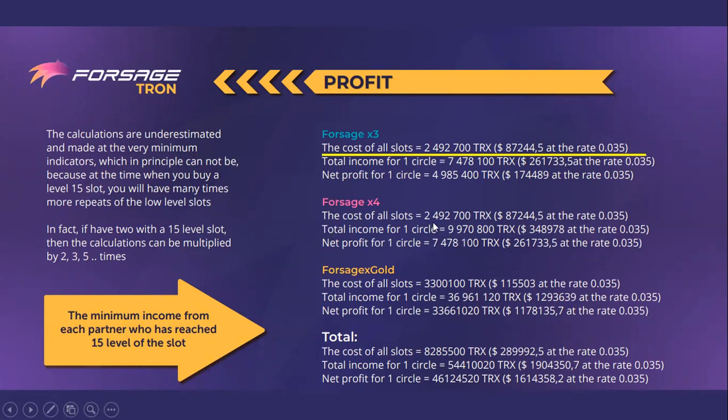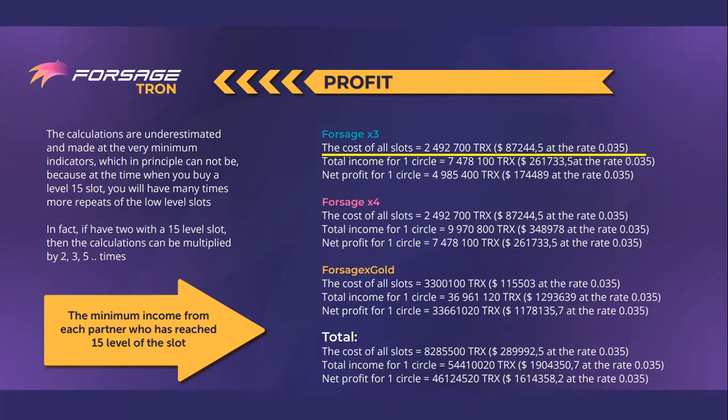And the same with Forsage X4. If you bought all the slots, it's 2.5 million, but you can earn as much as almost 7.5 million tronics, right? And Forsage X Gold is the most amazing one. You will buy all the slots for a total of 3.3 million, but you will earn as much as 33.6 or 33.7 million just for one cycle. It's so conservative, this computation, because you can earn another cycle, right?